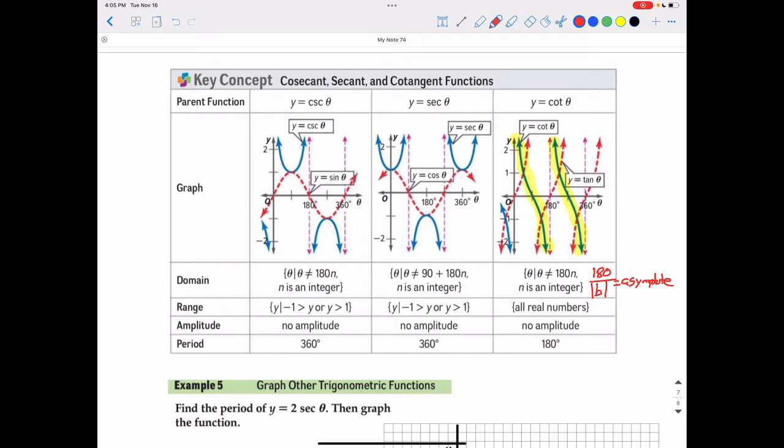The range is all real numbers. The domain is wherever there's not an asymptote, there is no amplitude, and the period is 180 degrees.